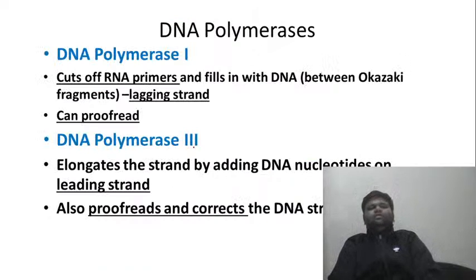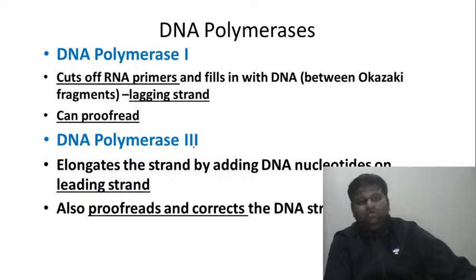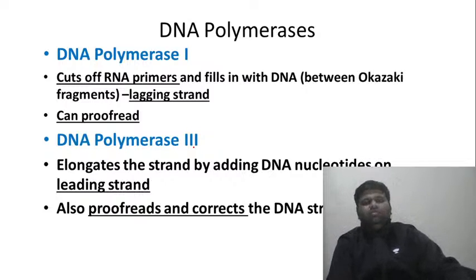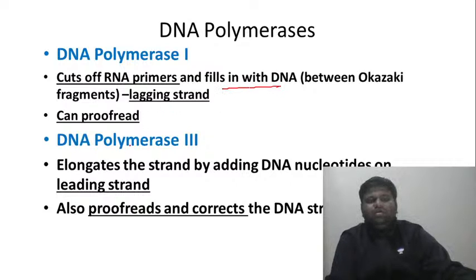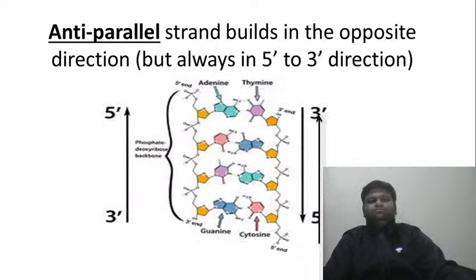So DNA polymerase occurs as DNA polymerase 1, DNA polymerase 2, and DNA polymerase 3. But DNA polymerase 1 cuts off the RNA primer and fills in with DNA between the lagging strand fragments, and DNA polymerase 3 elongates the strand by adding DNA nucleotides on the leading strand. It also proofreads and corrects the DNA strand. So synthesis always occurs in an anti-parallel manner as the strands build in the opposite direction.